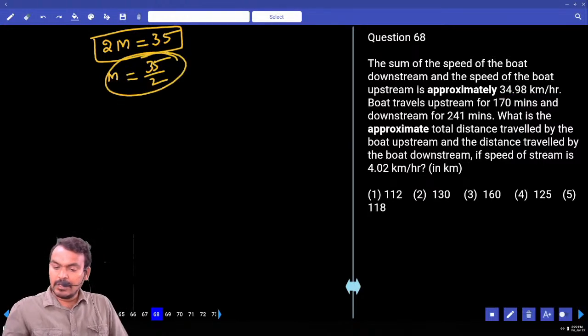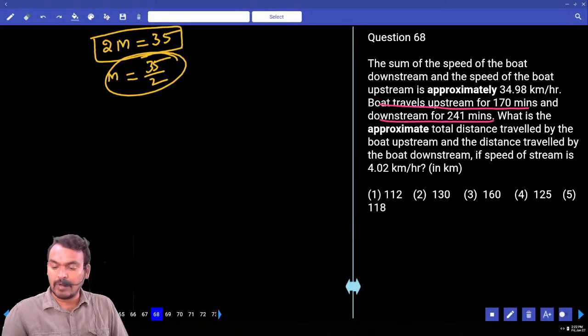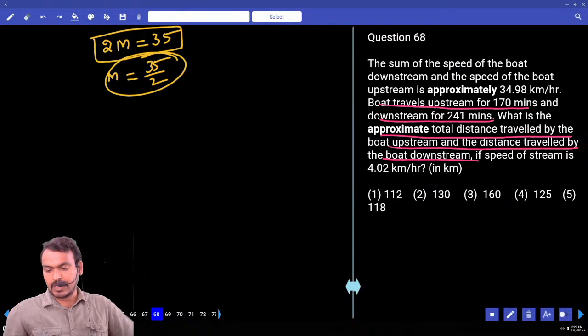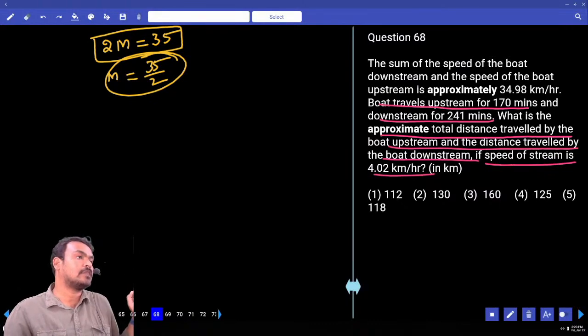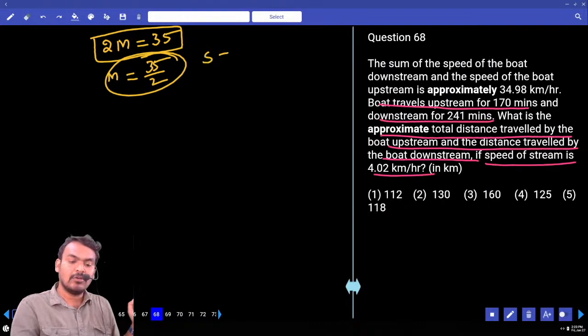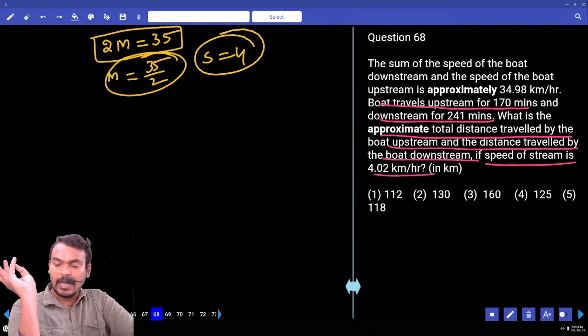What is the next one? Boat travels upstream for how many minutes? 170 minutes. And downstream for how many minutes? 241 minutes. What is the approximate total distance travelled by the boat upstream and the distance travelled by the boat in downstream? Means we require total distance or not? If the speed of the stream is given, how much? 4.02 km per hour. What is the M value? 35 by 2. What is the S value? 4 or not? Okay.